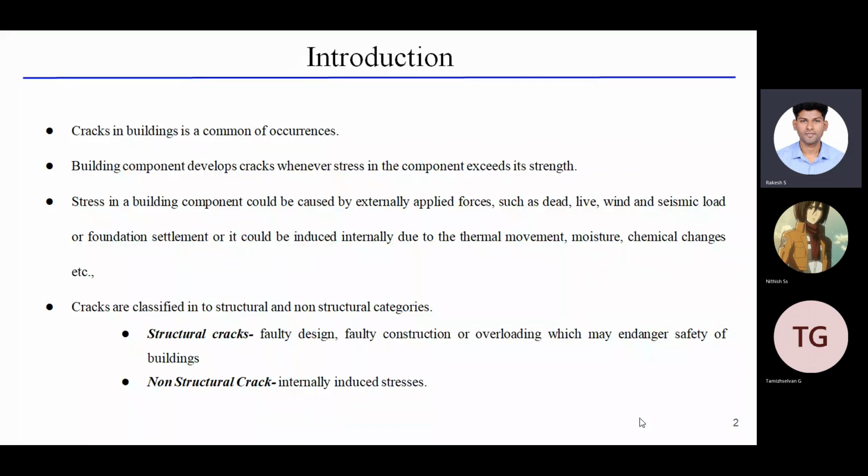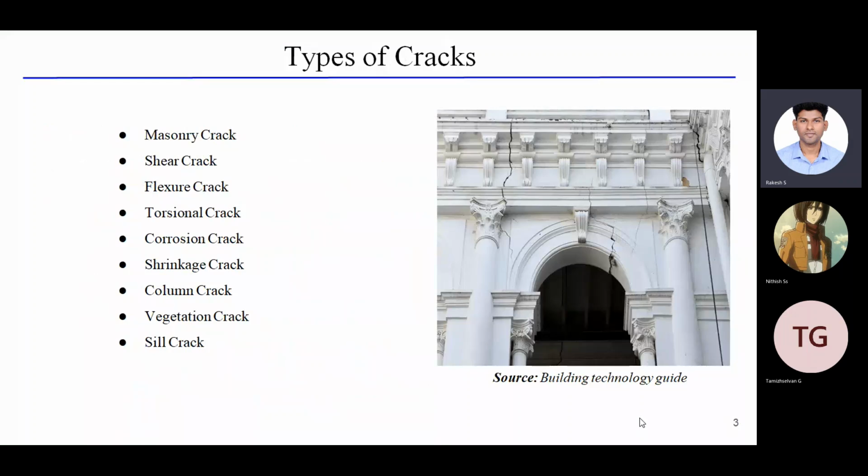Generally, there are two types: structural cracks and non-structural cracks. Structural cracks are due to faulty design, faulty construction, or any overloading, which may endanger the safety of the buildings, whereas non-structural cracks are created by internally induced stresses. The different types of cracks will be explained by my teammate. Over to Tamil Selvan.